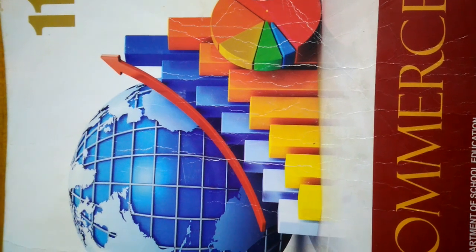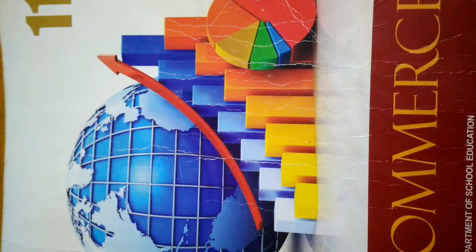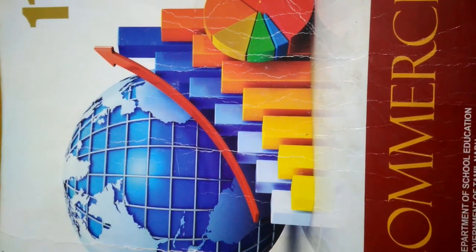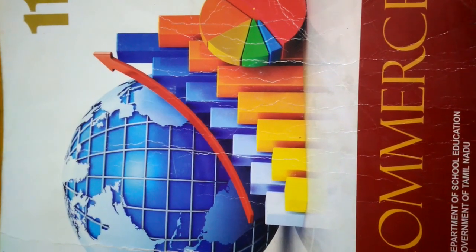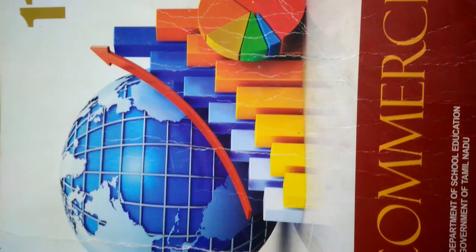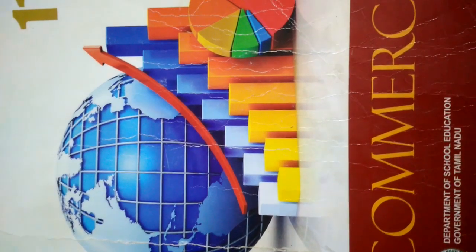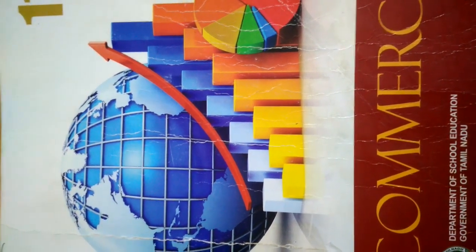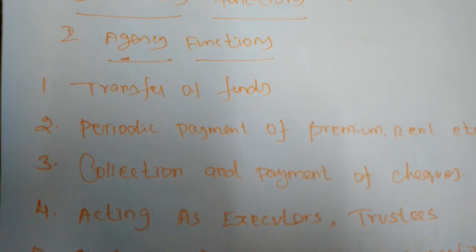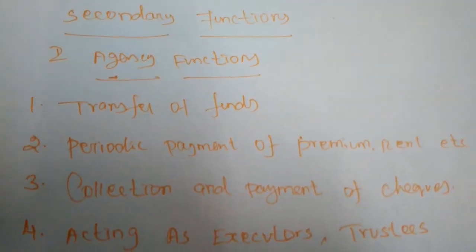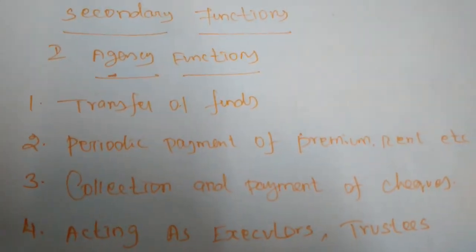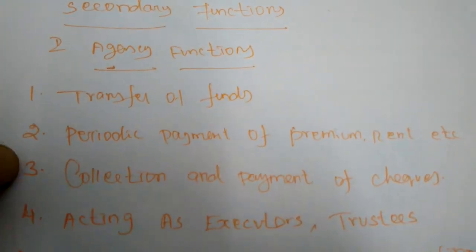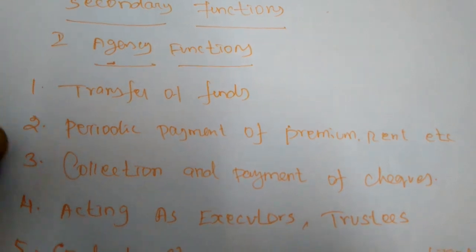Last day we studied the functions of commercial banks, the primary functions and the secondary functions. So today we will recall what we studied last day and go to the next concept. Yesterday we studied the primary functions and the secondary functions of commercial banks. In the secondary functions, the first one is agency functions.